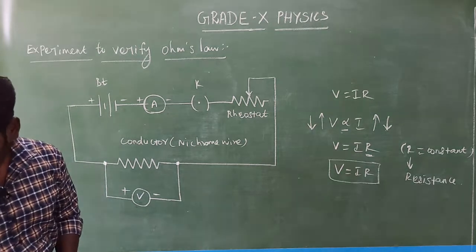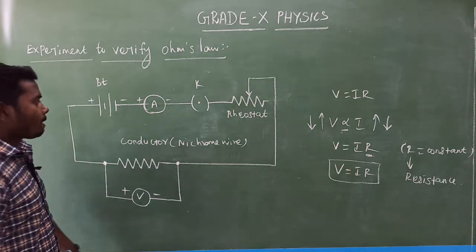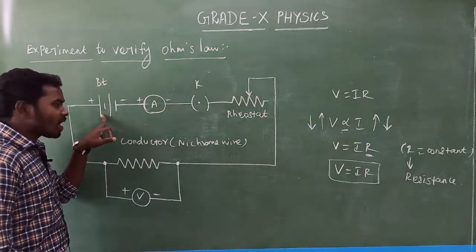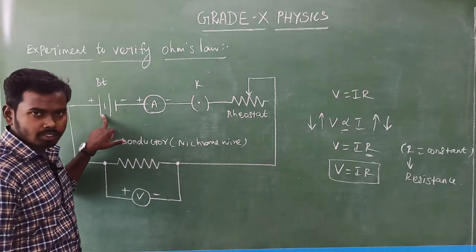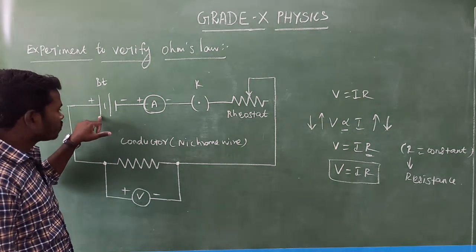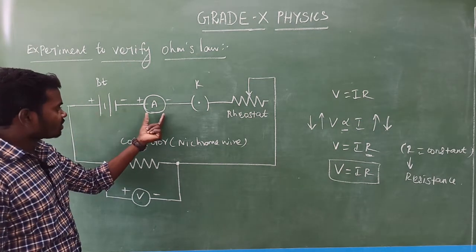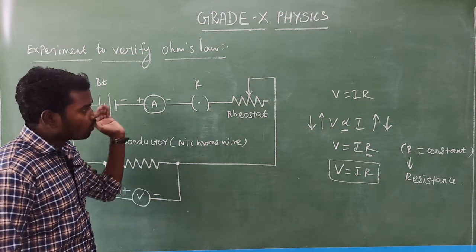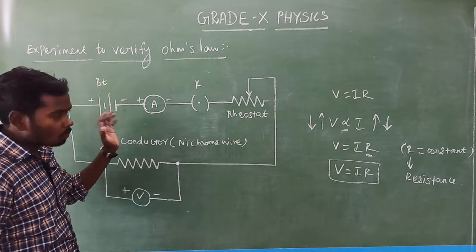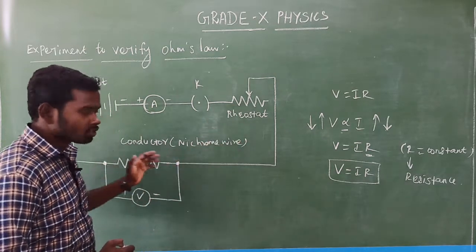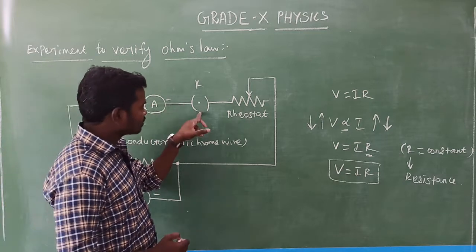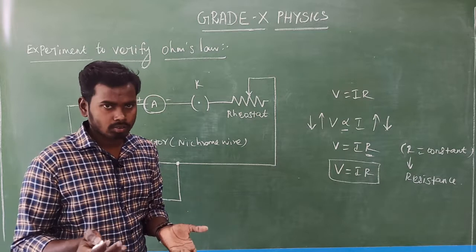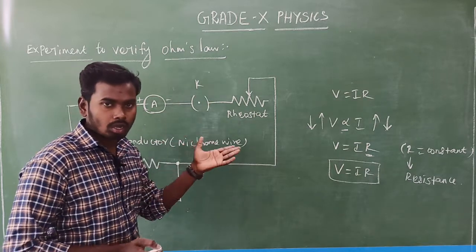Here, what is the concept, sir? Look at here. This battery is used to produce potential difference. Next, this ammeter is used to measure how much current is flowing through this circuit. Next, this key is used to allow the current to pass through the circuit, which means switch on and switch off.